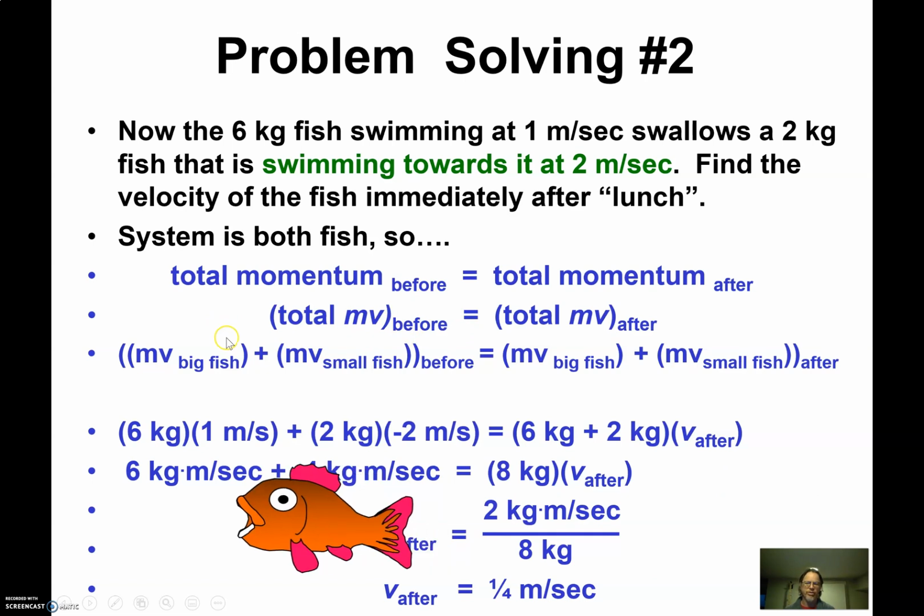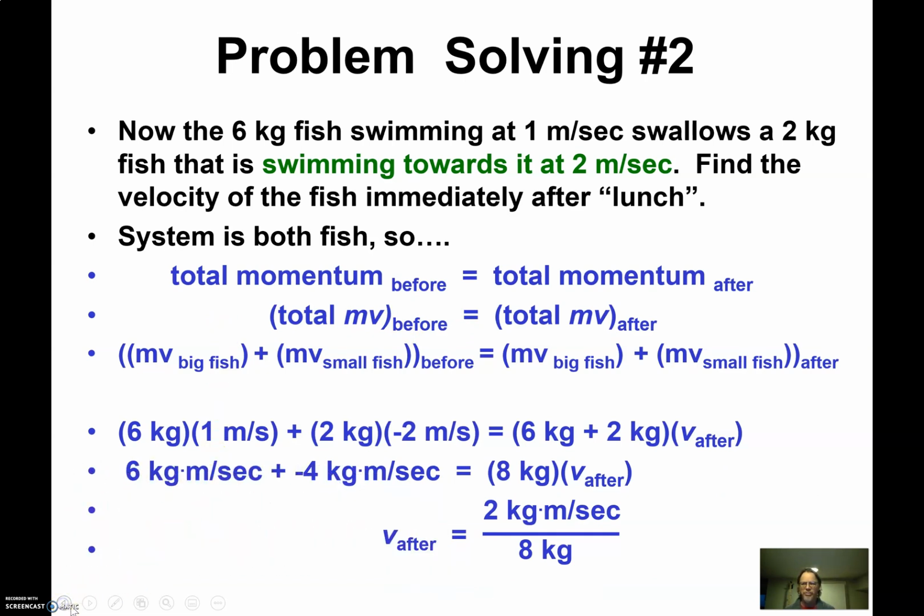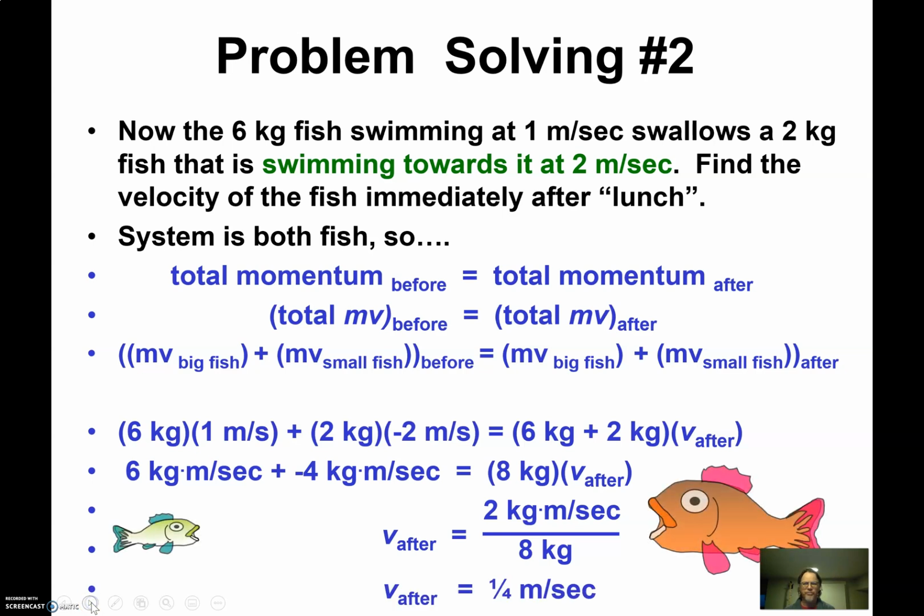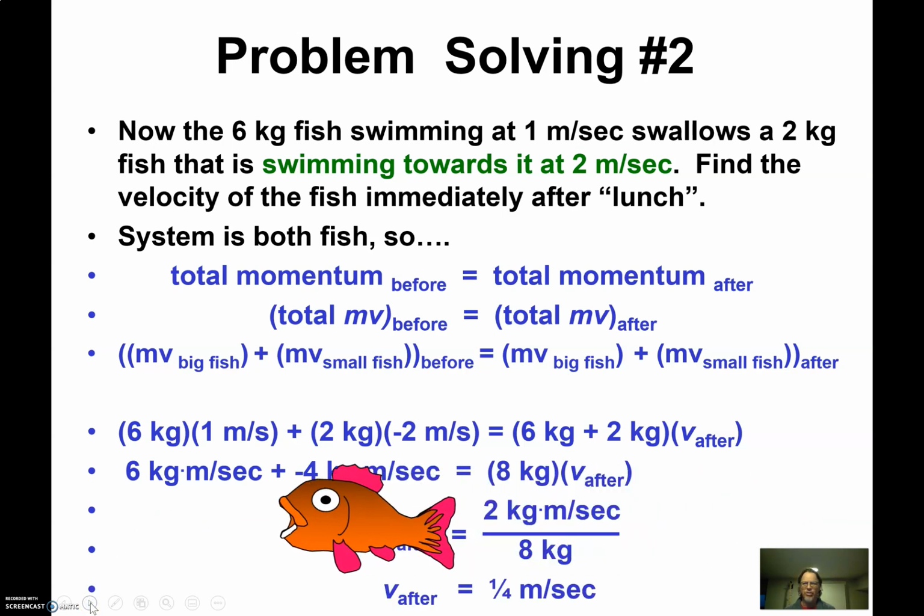Oops, I had the directions wrong. They're going the opposite direction. But the point is, you'll notice the big fish is going slower, but he slows down a little bit. Okay? Well, not a little bit, quite a bit, because it was going 1 meter per second. It slows clear down to 1/4 meter per second after the chumming.